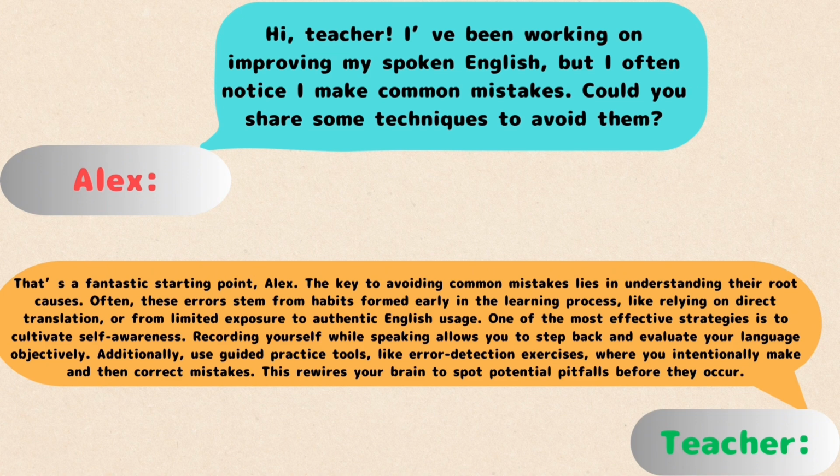One of the most effective strategies is to cultivate self-awareness. Recording yourself while speaking allows you to step back and evaluate your language objectively. Additionally, use guided practice tools like error detection exercises, where you intentionally make and then correct mistakes. This rewires your brain to spot potential pitfalls before they occur.